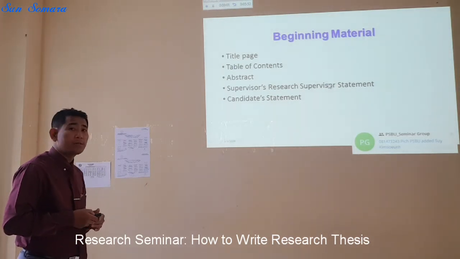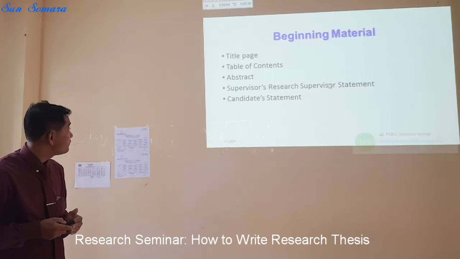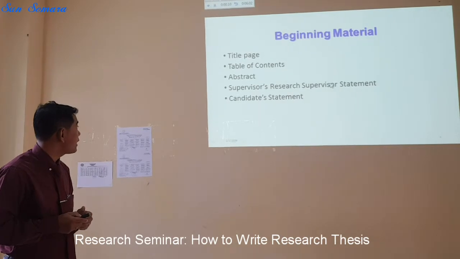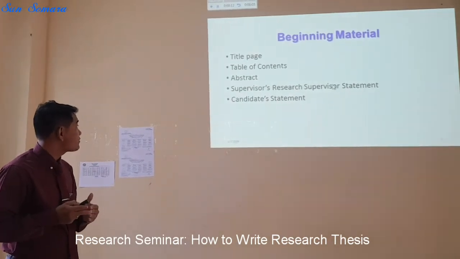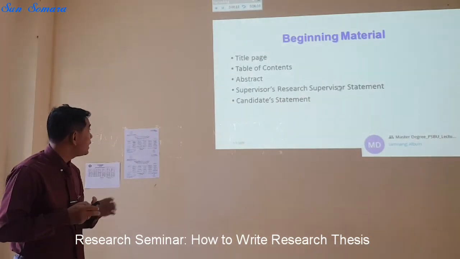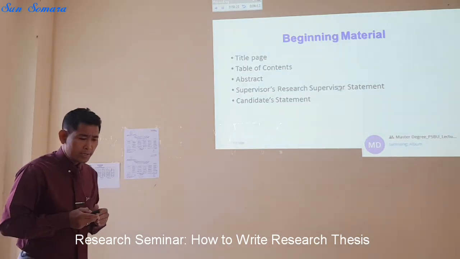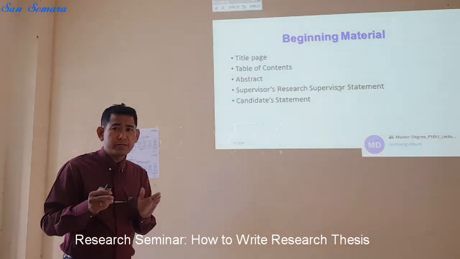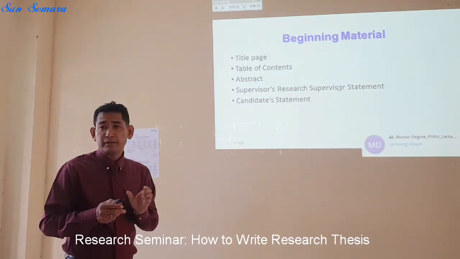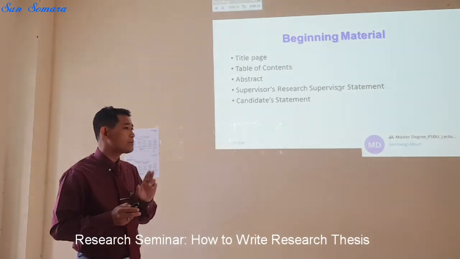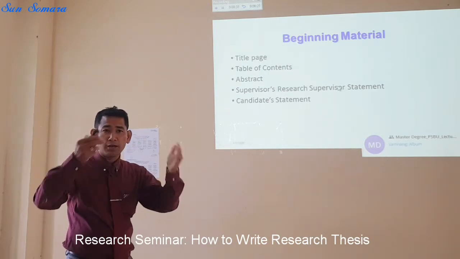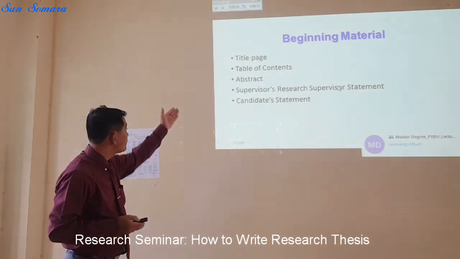So now, the beginning material. What is it? In the beginning material, it has a title page, a table of contents, abstract, supervisor statement, and candidate statement. So what does a title page mean? If we talk about research, it has the cover of the book, the cover of the research. That is called the title page. Normally it has two covers, the first cover and second cover, a front cover. That is called the title page.